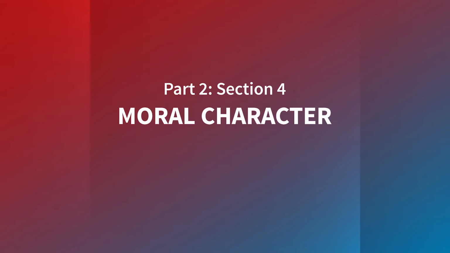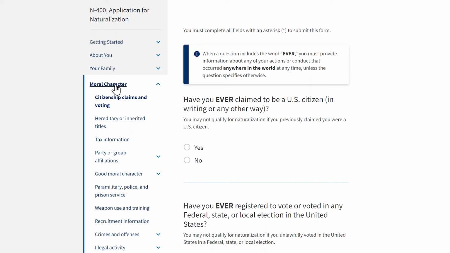As an applicant for naturalization, you must show that you have been and continue to be a person of good moral character. We refer to this as GMC. When filing under the general provision, you must demonstrate GMC during the 5-year period immediately preceding your application for naturalization and up to the time you take the oath of allegiance. Your answers in this section will help determine whether you meet the standards for GMC.